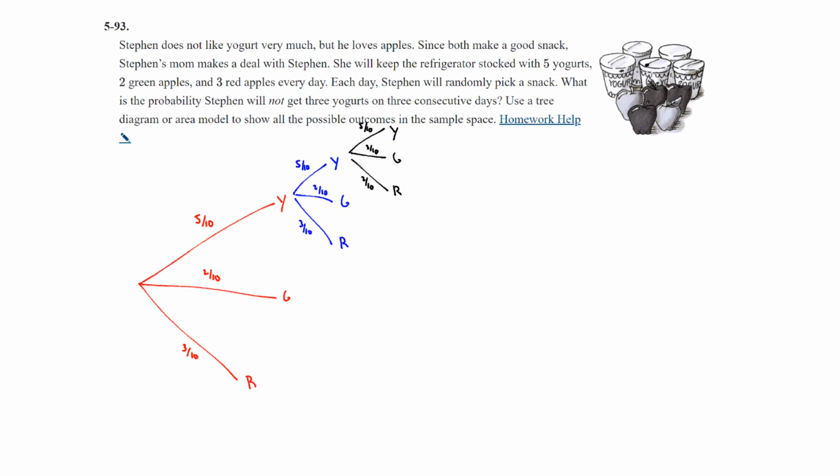But as you're reading the question, it says, what is the probability Stefan will not get 3 yogurts on 3 consecutive days? So to get 3 yogurts on 3 consecutive days, you have 5 tenths times 5 tenths times 5 tenths, which would be 125 over 1,000, or 12.5%. So to get a yogurt on 3 consecutive days would be 12.5%. So to not get one, we can take 100% and subtract the 12.5%, and then that will give us 87.5% that he would not get a yogurt 3 consecutive days.